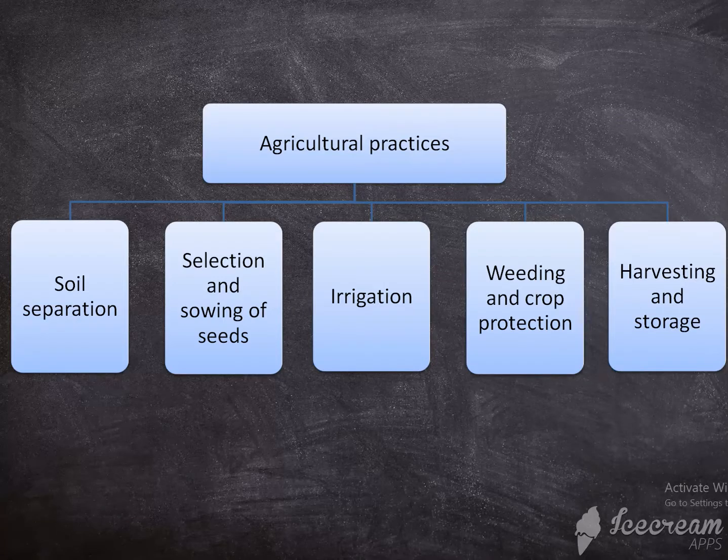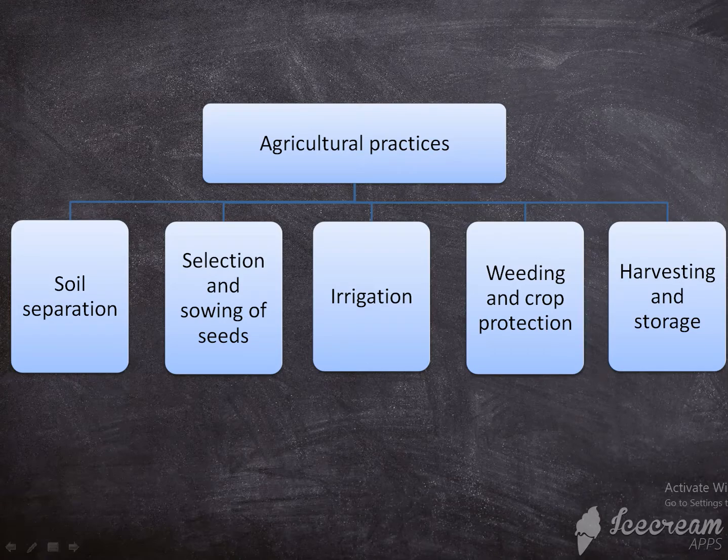In the first revision class, we have studied about the agricultural practices, soil preparation, selection and sowing of seeds, and irrigation. These three we have already revised. Today we revise the remaining part of this lesson.